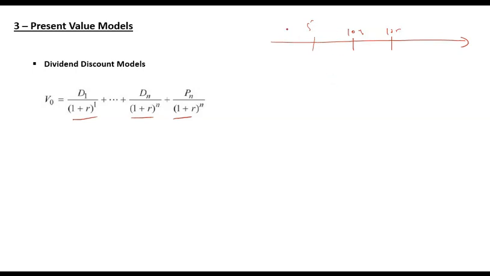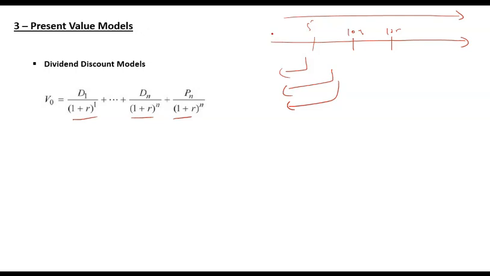So you have to forecast all the future dividends. Let it be 100 years, let it be 200 years, 1000 years. You have to forecast all the future dividends and then discount those back to present. Now the question is, how do we forecast all the dividends? That is not humanly possible.